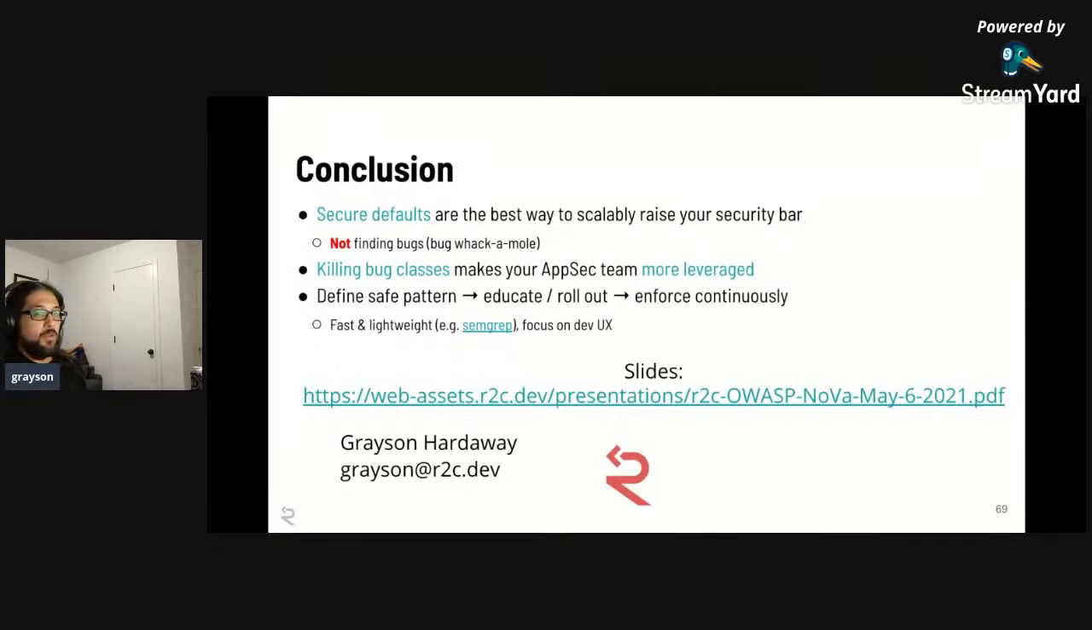And then quickly reiterating the strategy: define a safe pattern, educate, roll out, and enforce continuously.